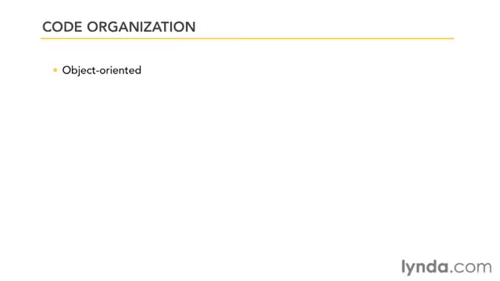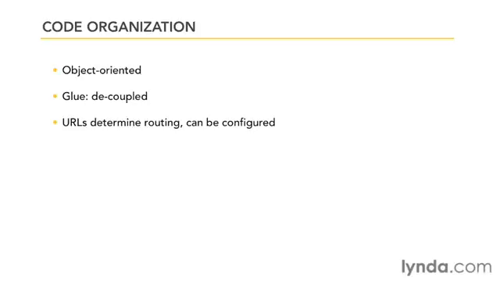CodeIgniter is object-oriented, and the processing is mostly manual. That is to say, it doesn't have constructs where you complete config files and the framework does it for you. You're going to end up creating classes and calling methods and doing typical object-oriented programming. It's a glue framework, meaning you can pick and choose which parts of the framework you wish to use. You can determine how the URLs are going to be routed and rendered, and you can have dynamic URLs, and routing can be very simple and intuitive.